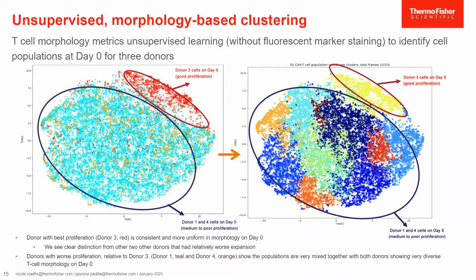On the right, we see a more thorough pinpointing of different morphology profiles. The clustering reveals that donor 3, the donor that expanded the best, has a consistent population morphology, whereas donor 1 and 4 have a very diverse and heterogeneous morphology population on day 0.